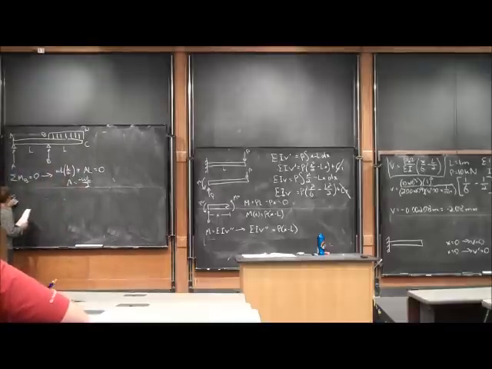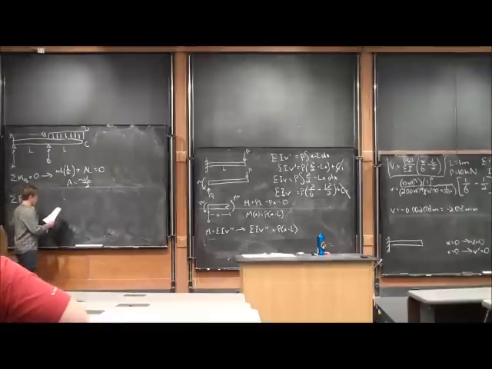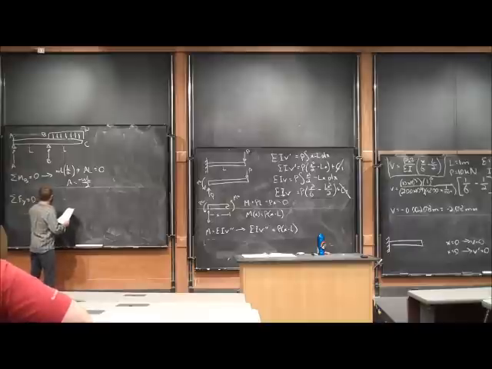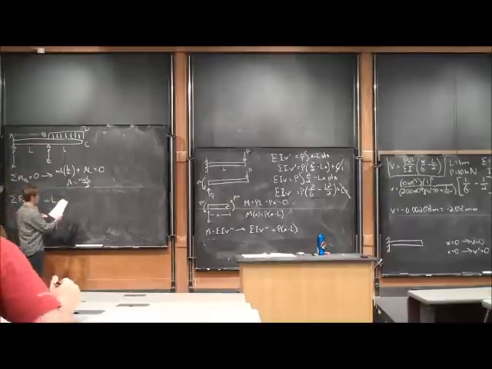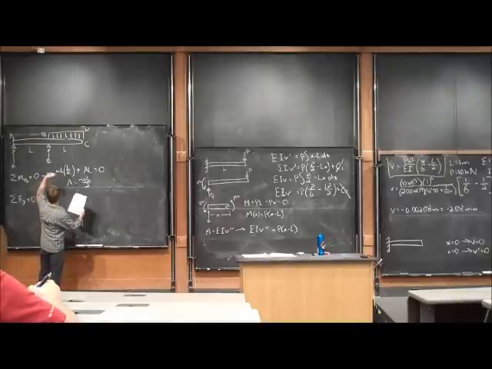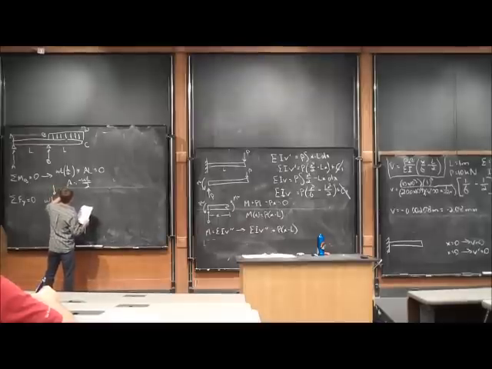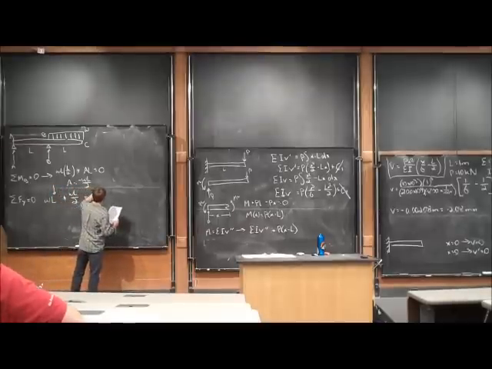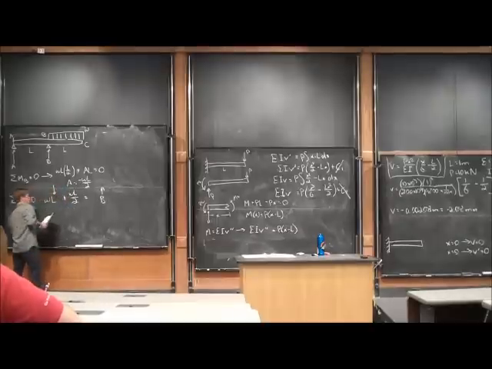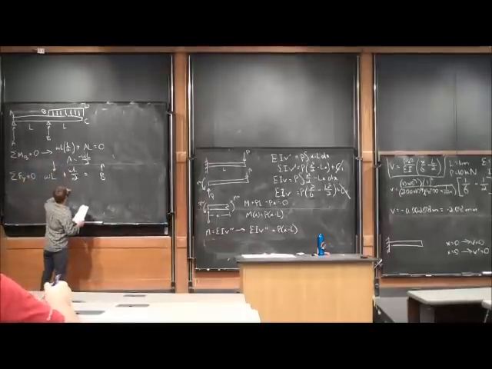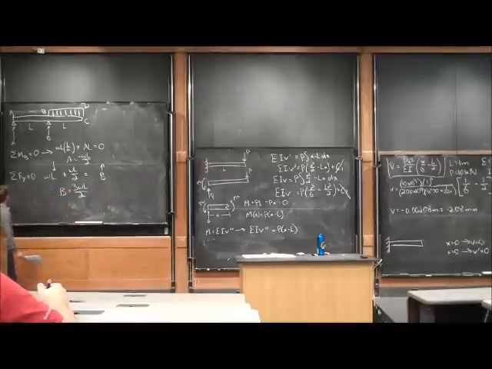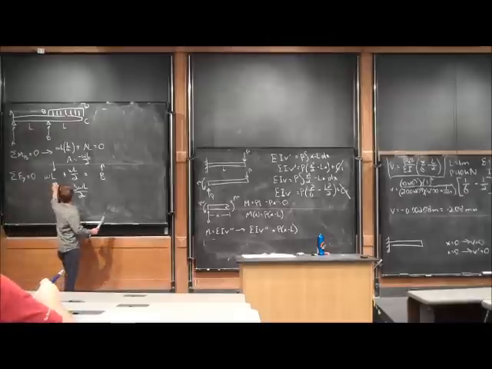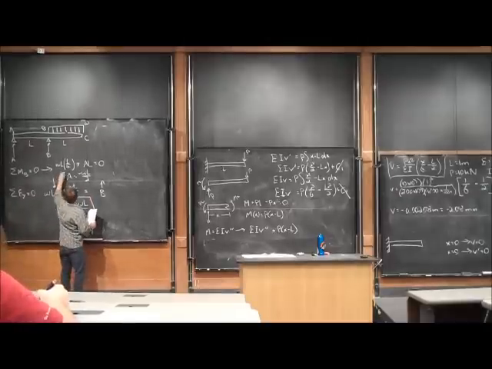Then, by summing my forces in the y direction to 0, I can find that A sub y is going in the down direction, so this is going to be down, plus WL over 2, is going to be equal to what's in the up direction, which is B. So B is going to have a value of 3WL over 2. Okay, so that's what we need.